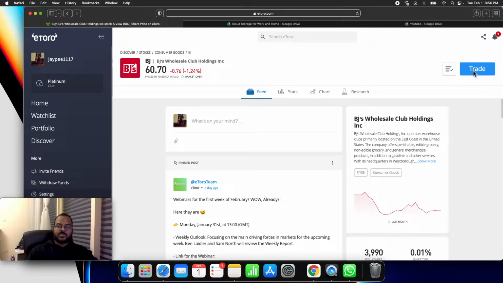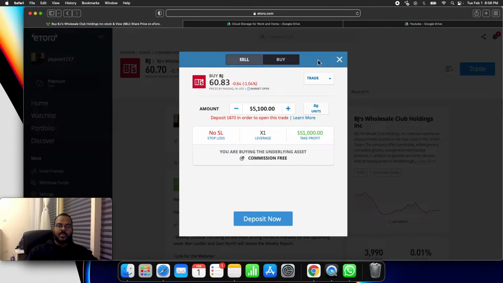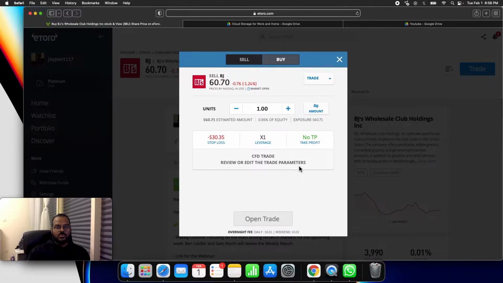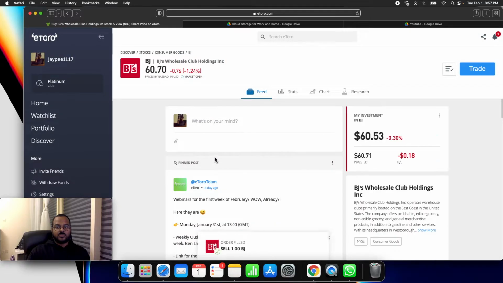How you do that is you go on trade. By default, eToro is selected on buy. You have to click on sell. Now let's say I want to sell 1 unit. So that would be $60 worth. And then, same as a buy position, I am opening a trade. The way I'm going to make profit in this trade is if the value keeps going down. If it goes up, I'll be losing money. So that is what a sell position is. I've just opened a sell position on this.